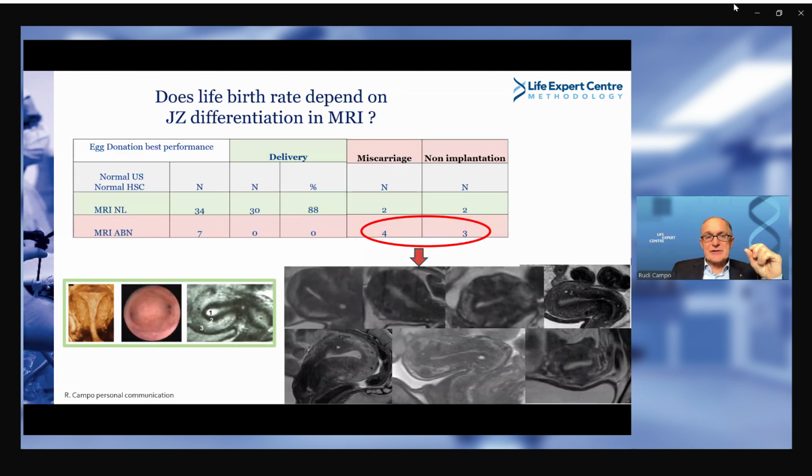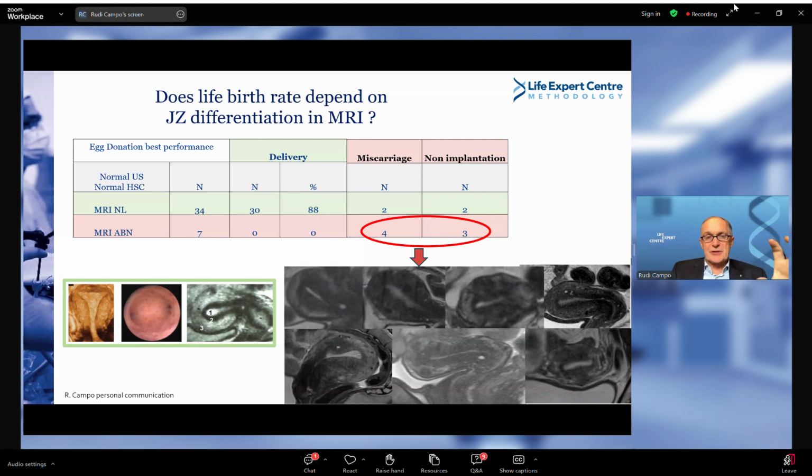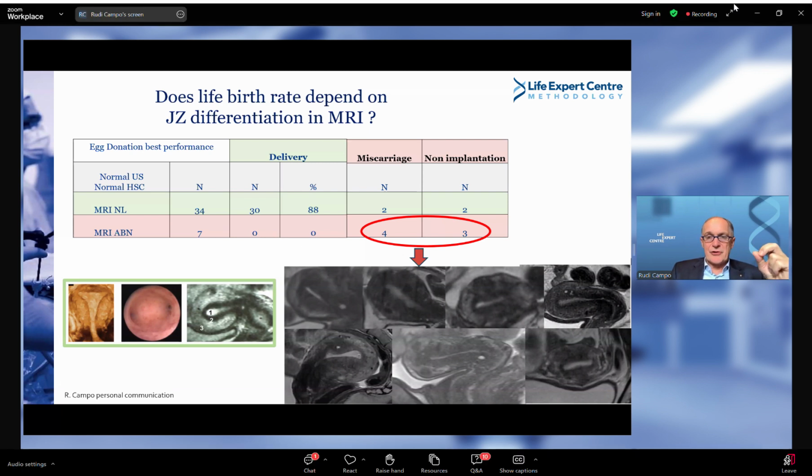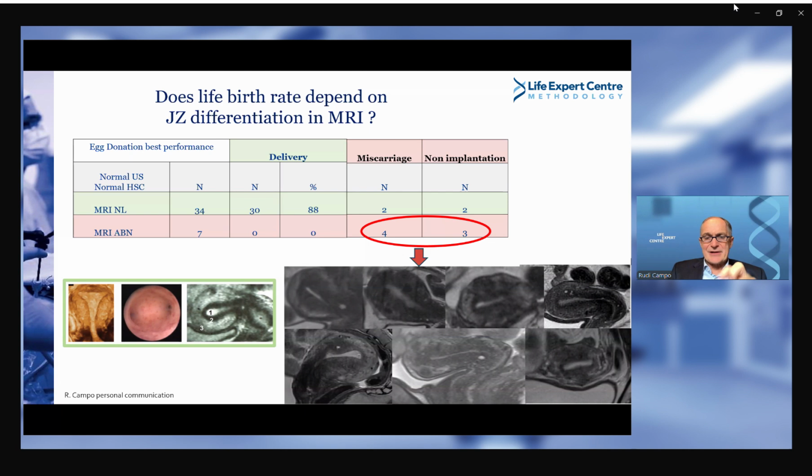The first question is a study we did on egg donation patients, where we looked at normal ultrasound, normal hysteroscopy, normal MRI, and we looked 2 years after the MRI, and we see 88% delivery, 2 miscarriages, and 2 non-implantations. Whereas, and you see the 7 MRIs, we have a normal ultrasound, a normal hysteroscopy, but only MRI has a total loss of junctional zone differentiation. We do not have any delivery, although there is a perfect embryological factor in the egg donation program, with 4 miscarriages and 3 non-implantations.